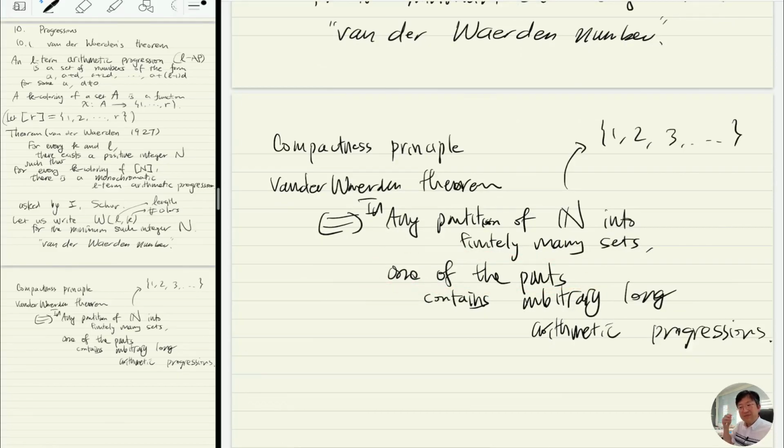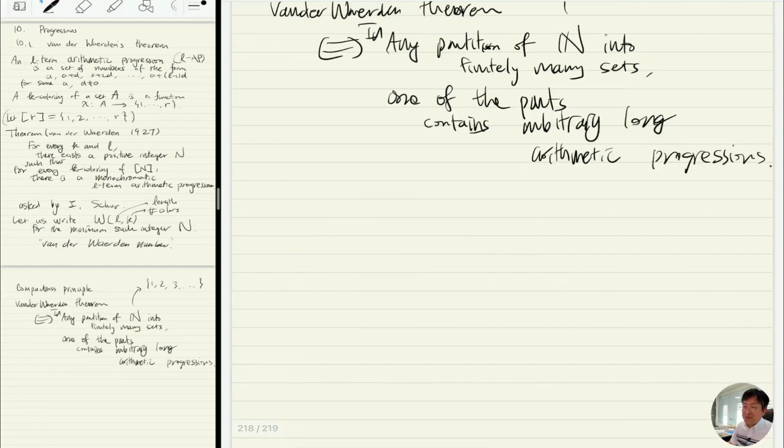What about the converse? The converse is where you use the compactness principle. So you take the hypergraph whose vertices are the positive integers, and the edges are the arithmetic progressions of length L, and then think of the chromatic number. And then you use the theorem in the previous section to deduce that such a number n exists. All right, but I'm not going to use this principle. Let's see how we prove van der Waerden's theorem.